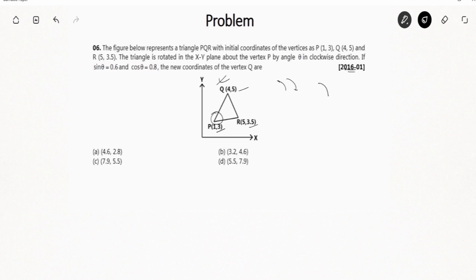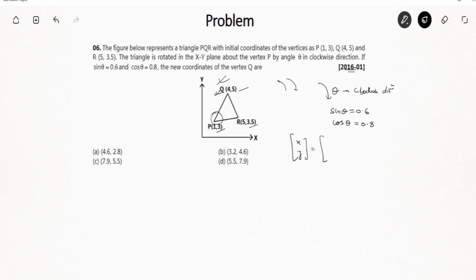So they are saying that it is rotation in clockwise direction. If sine theta is 0.6 and cos theta is 0.8, what will be the new coordinates of the vertex, the value of the new Q? See what common mistakes a student makes while solving.